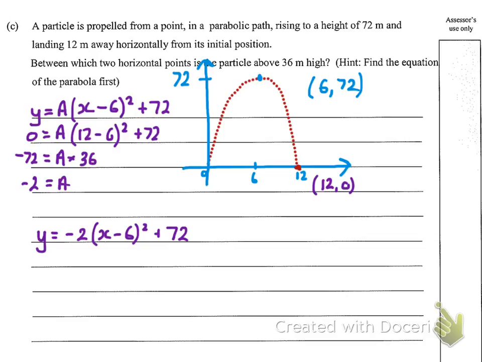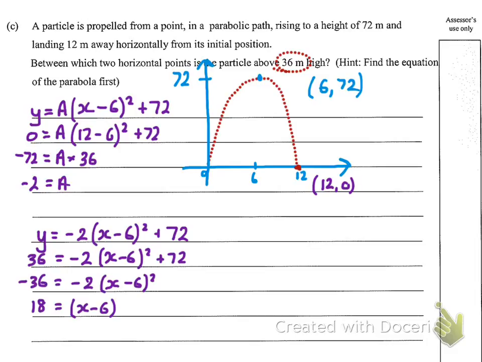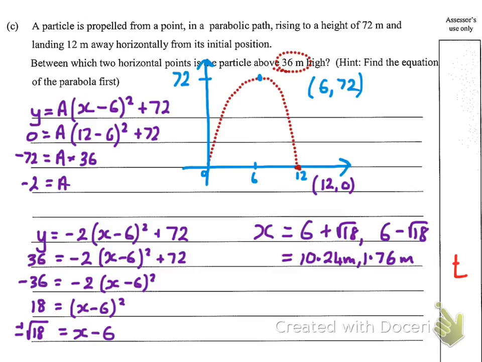At what point is it 36 meters high? Substitute y for 36, and then we subtract off the 72 to the other side, divide by negative 2, finally square root, and you get your answers. 10.24 and 1.76. What you could have done once you had the parabola equation, you could have put it in your calculator, expanded it out, or used the solve or the graph mode.